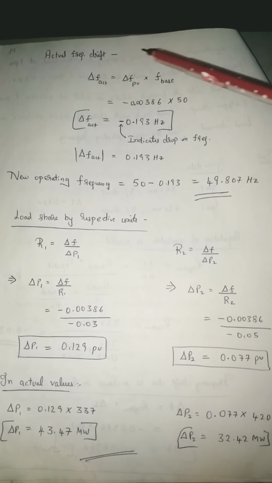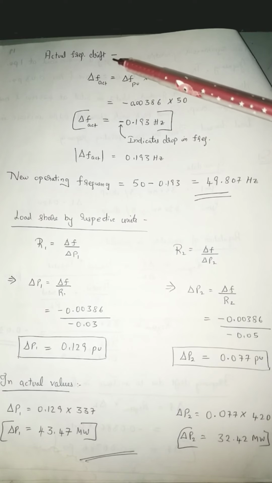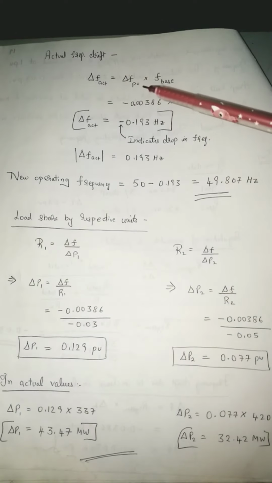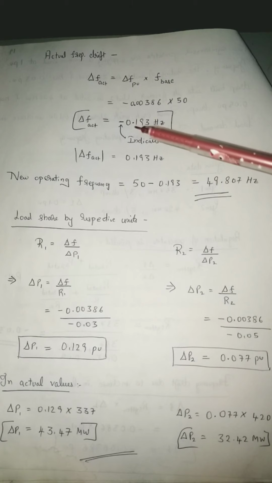Okay, next we'll have to calculate the actual frequency drift. We had calculated the frequency drift in per unit. Now if you want the actual value, obviously you'll have to multiply the per unit value with the base value. Base frequency is always 50 Hertz. So you are getting delta F actual as minus 0.193 Hertz.